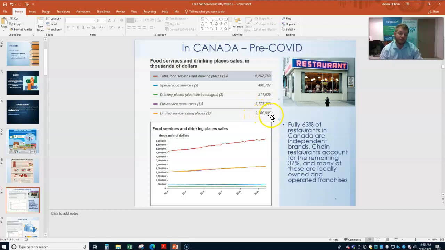This is one of the first times that the fast food sector has risen above the full service, which are the sit down casual restaurants. And with more time constraints and people on the go and driving more than ever, that doesn't shock me at all.